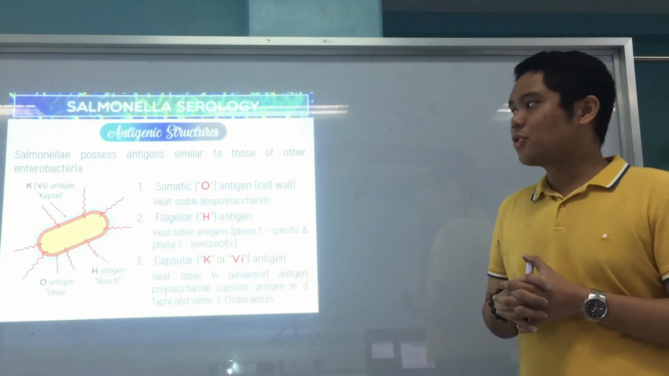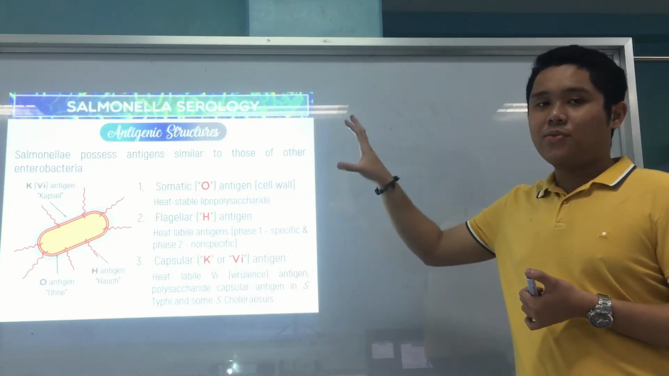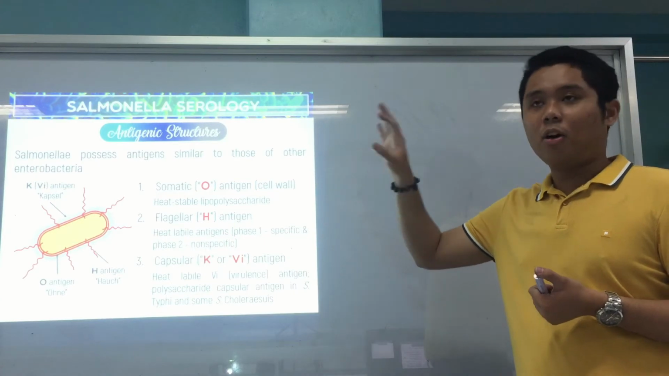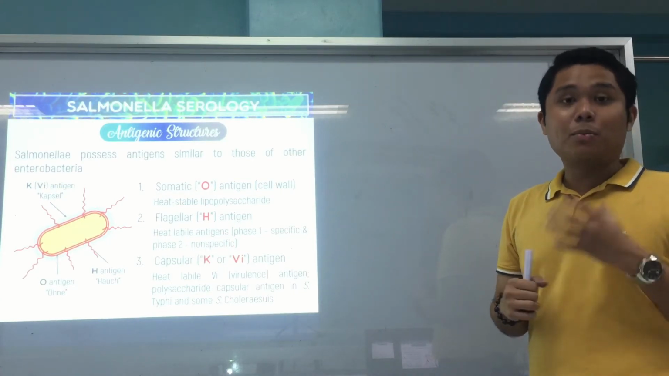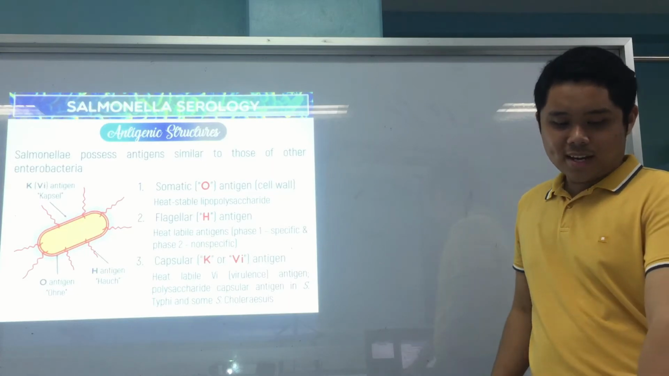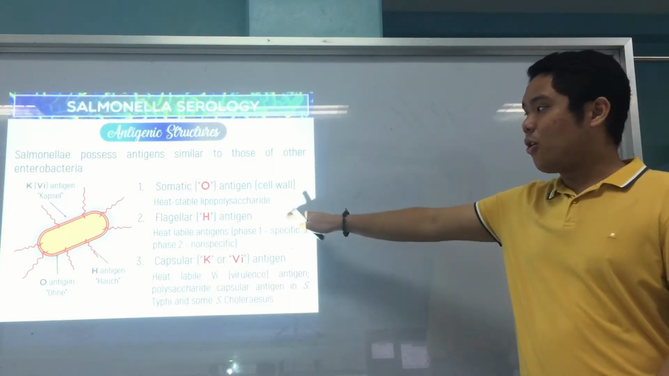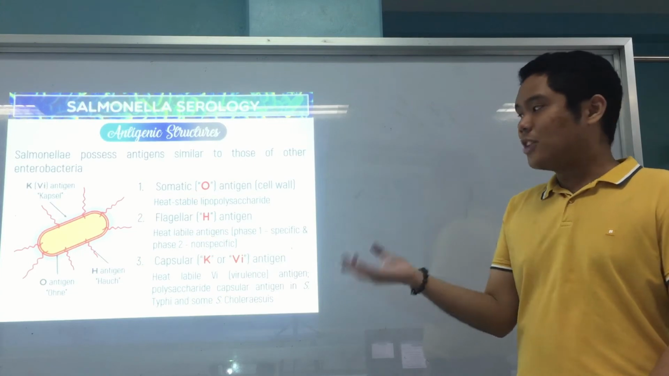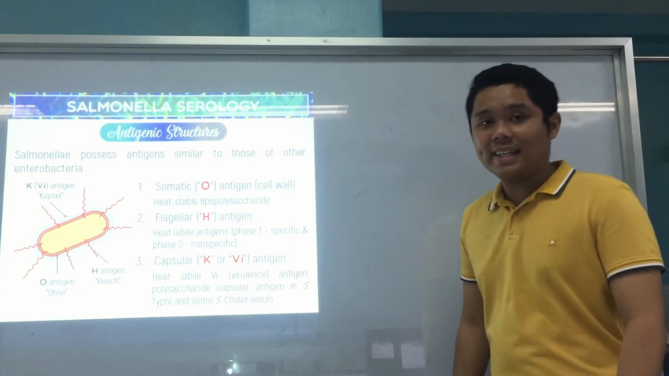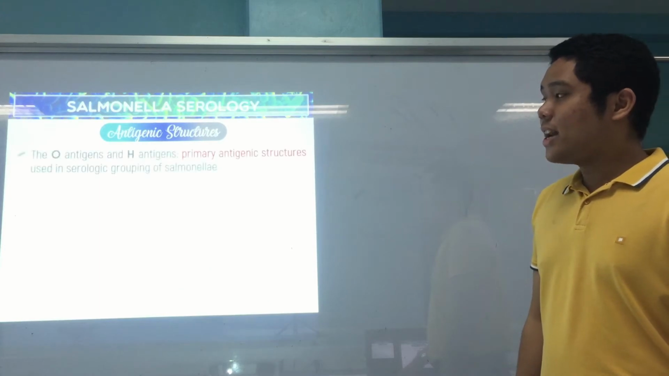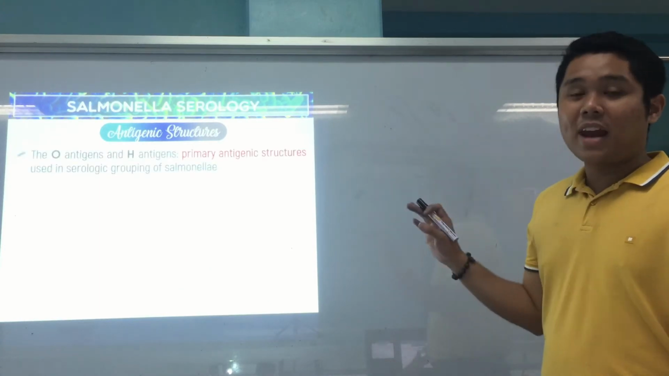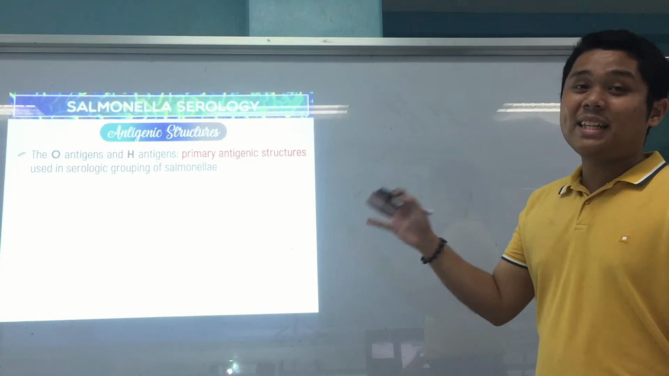Okay? Alright, so these are the antigens or virulence factors, okay? Or mga antigen structures na itong gina-look after when we are testing for Salmonella sa serology. So again, a heat stable somatic O, which is in the cell wall. Flagellar H and capsular K are all heat labile. So the O and H antigens, these are the primary antigenic structures used in serologic grouping.